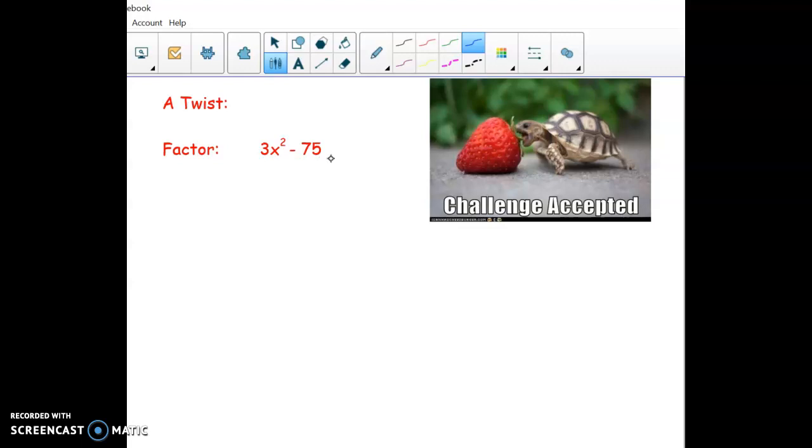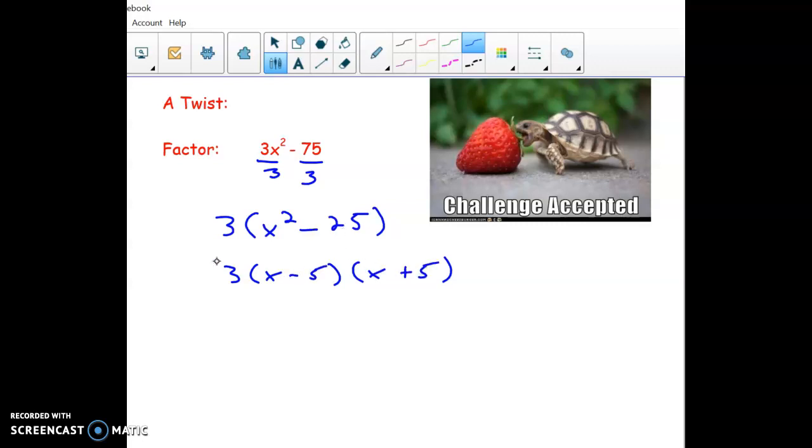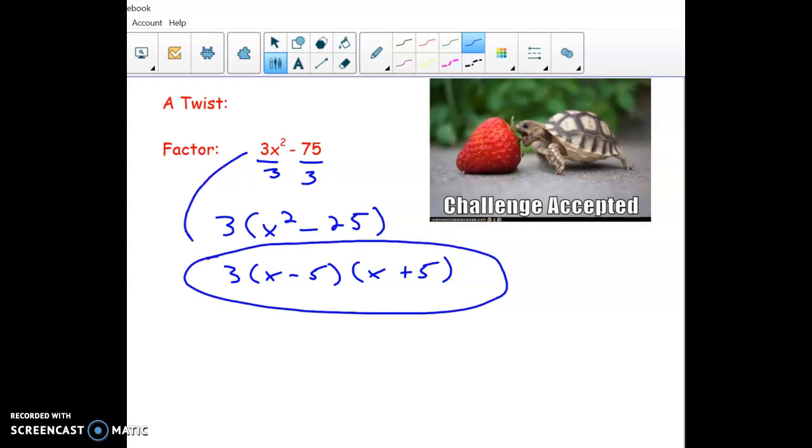All right, what's different here is these aren't square numbers. 3 and 75 aren't perfect squares. But hopefully we realize GCF, right? That can be pulled out first. And then we have square minus square. All right, so once we pull out the 3, we can leave it out front. And then we have x and x to get the x squared. To get minus 25, we do negative 5 and positive 5. And there you go. There is your factorization of that.